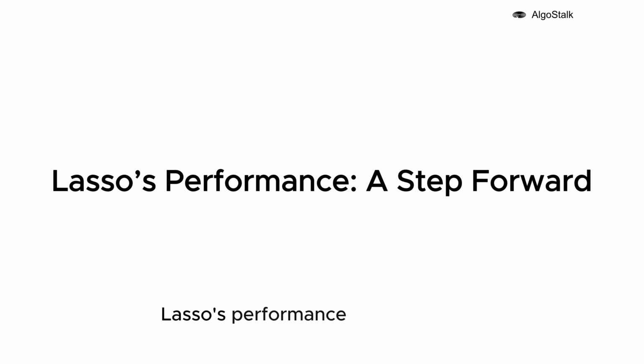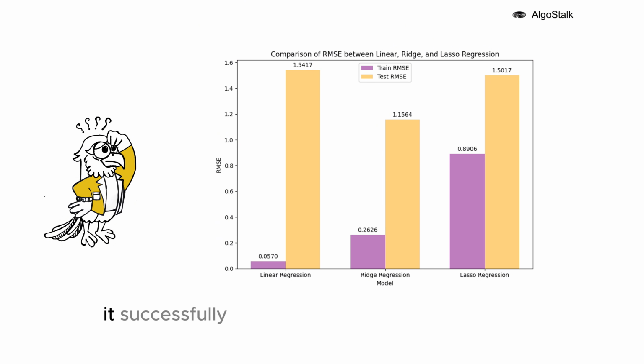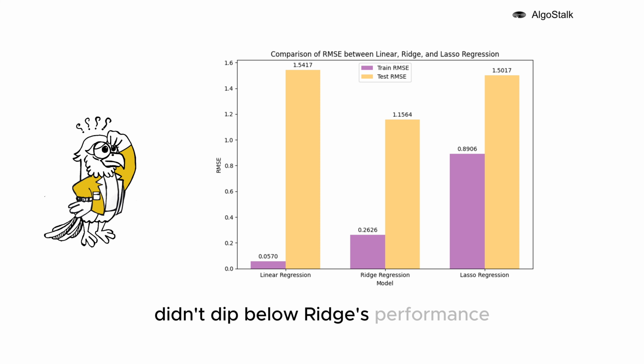Lasso's performance. A step forward. After running Lasso on my full lineup of suspects, it's time to compare the results. Although it successfully removed some irrelevant suspects, the overall RMSE for both the training and test sets didn't dip below Ridge's performance. In contrast, Ridge outperformed Lasso by keeping all suspects in play but reducing their influence evenly. This approach led to a better balance between the training and test results, making it a powerful ally in our investigation. It's also worth noting that Lasso did outperform plain linear regression.